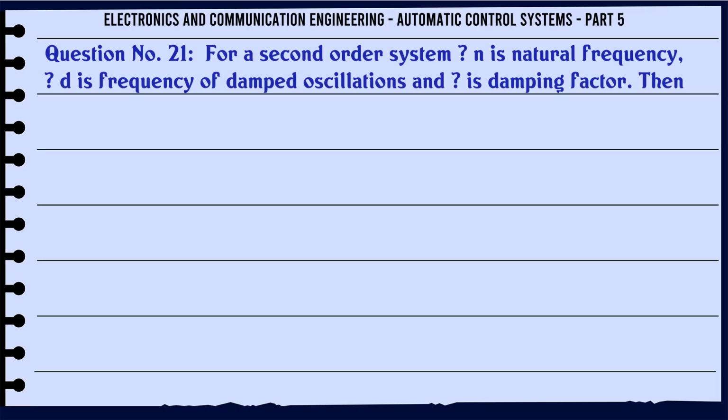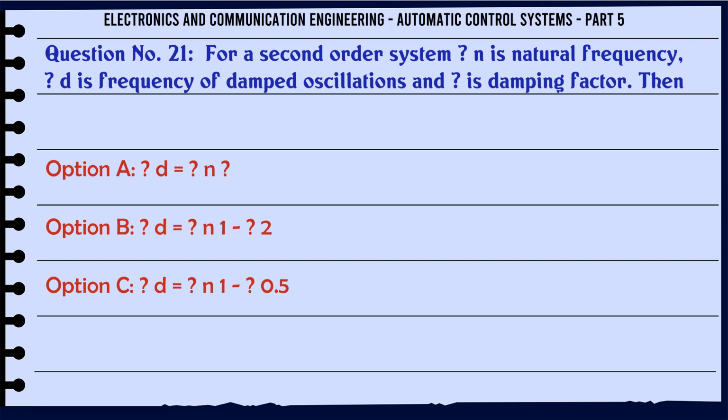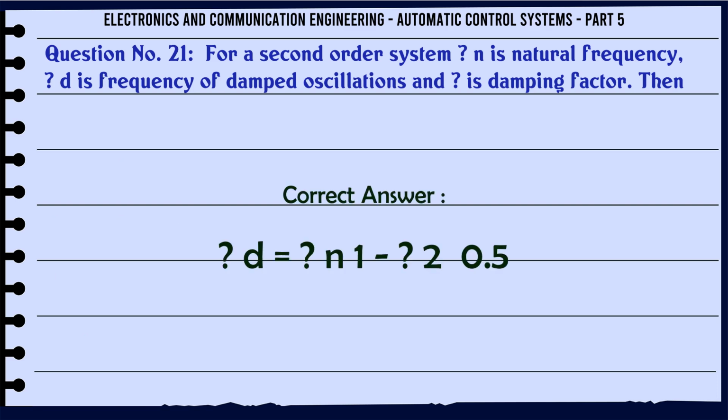For a second-order system, ωn is natural frequency, ωd is frequency of damped oscillations, ζ is damping factor. Then A. ωd = ωn ζ, B. ωd = ωn(1 − ζ²), C. ωd = ωn(1 − ζ)^0.5, D. ωd = ωn(1 − ζ²)^0.5. The correct answer is ωd = ωn(1 − ζ²)^0.5.